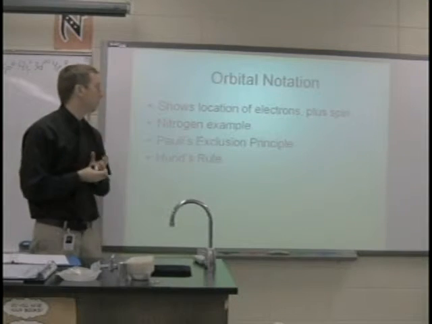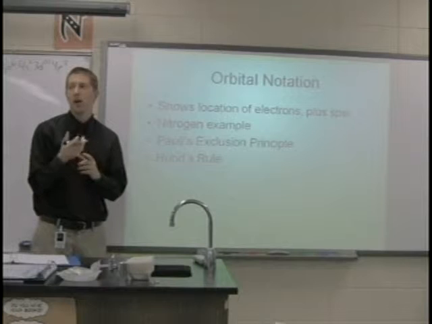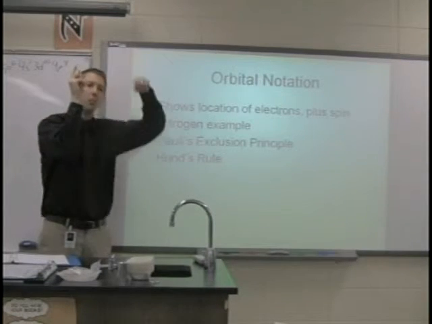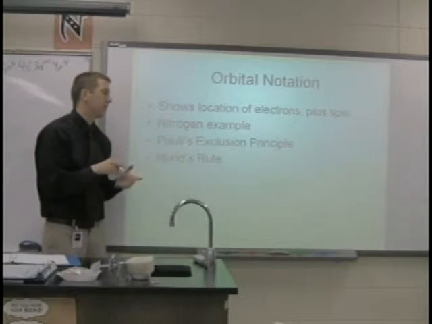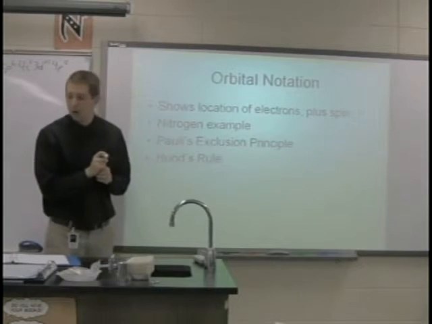Pauli's exclusion principle refers to the fact that if you have two electrons in the same suborbital, they have opposite spin. One arrow's pointing up, one arrow's pointing down. Hund's rule says if you have multiple suborbitals, the electrons will fill each suborbital before they double up.